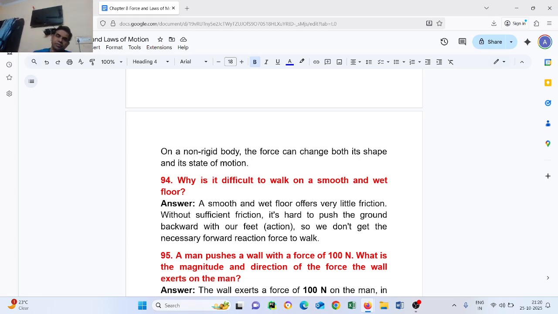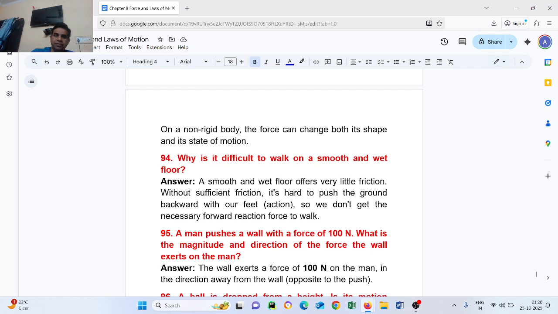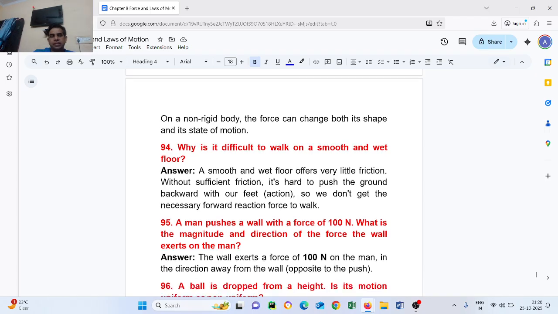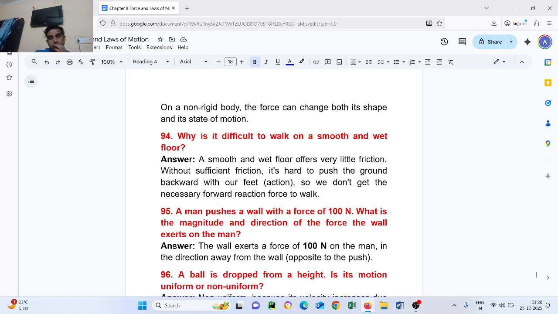Question number 94. Why is it difficult to walk on a smooth and wet floor? A smooth and wet floor offers very little friction. Without sufficient friction, it is hard to push the ground backward with our feet (action), so we don't get the necessary forward reaction force to walk.